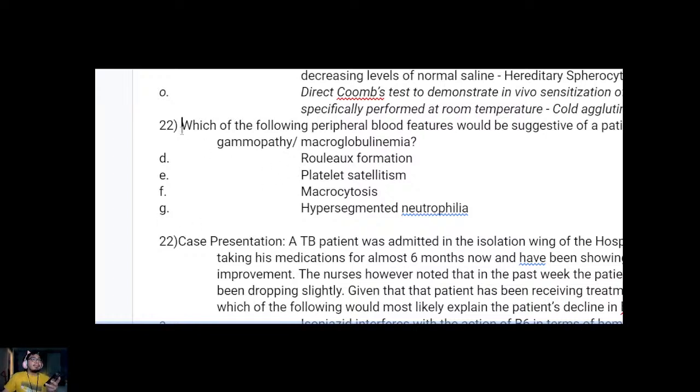Which of the following blood pictures is suggestive of monoclonal gammopathy? Peripheral blood may suggest monoclonal gammopathy or macroglobulinemia. So in macroglobulinemia, we have rouleaux formation, because of these abnormal serum proteins. Marami din nagkamali diyan.